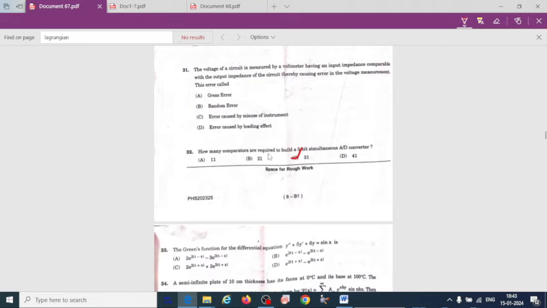How many comparators are required to build a 5-bit simultaneous analog to digital converter? So the 5-bit ADC requires 31 comparators. Option C is correct.